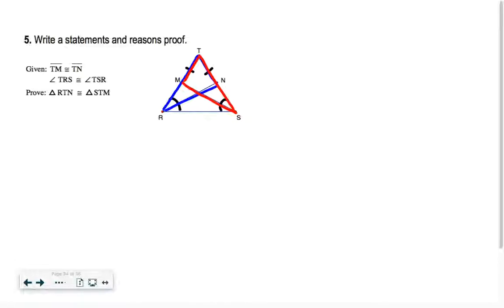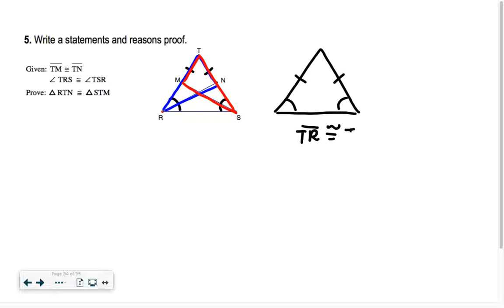Okay, so let's look at the whole picture, all together. These two angles are marked. What kind of triangle is that? Isosceles, right? And with isosceles triangles, the base angles are congruent, which means those two legs are congruent. So we could say that TR is congruent to TS. This whole length here and this whole length here. Do you guys agree?